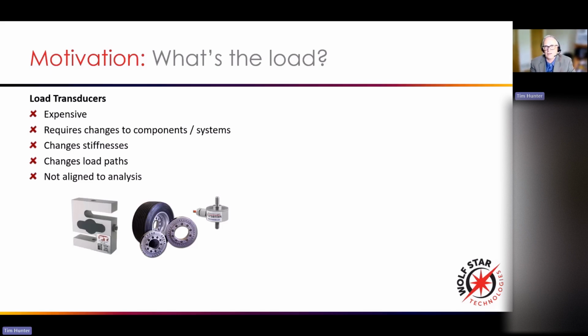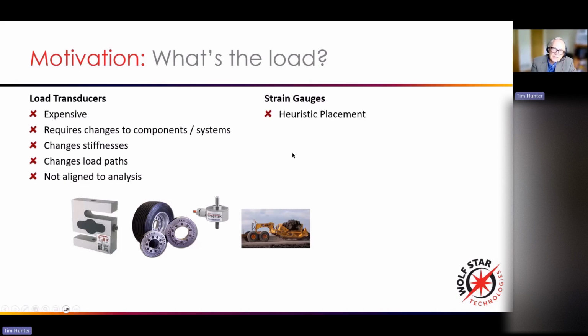Okay, another approach that people try to use are strain gauges. So typically what will happen is that an analyst will look at their FEA model, come up with some strain gauge locations based on the contour plots in their FEA model. They might talk to their buddy and say, come up with some more locations. They might come up with, maybe 30 strain gauge locations.